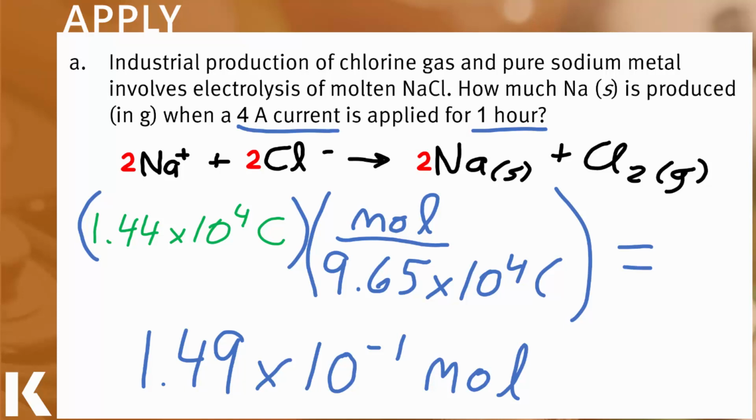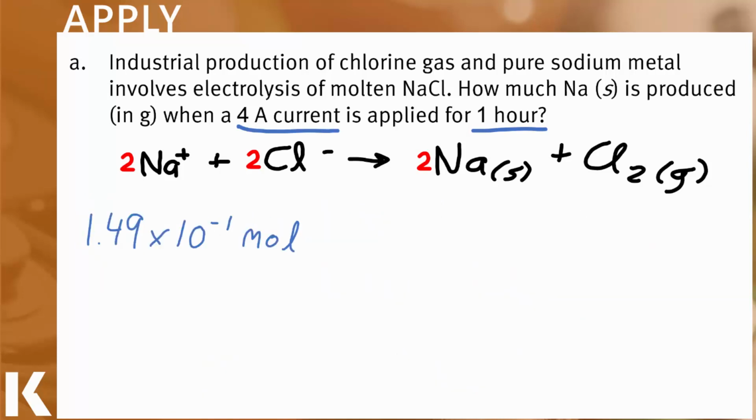So if we divide the number of coulombs that we have by that number, we see that that number of coulombs of electrons is actually 1.49 times 10 to the minus 1 moles, or just a little more than 1/10 of a mole of electrons. So that's how many electrons we have to work with.